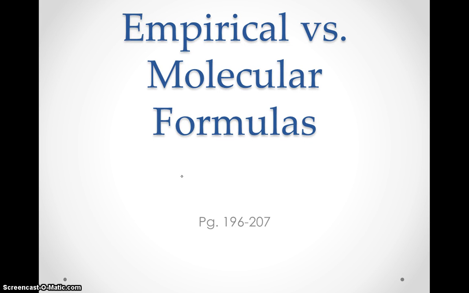Today our focus is going to be on the idea of an empirical versus a molecular formula. And we want to get two things out of this video. The first thing is we want to understand the difference in the definition between these two words. The second thing we want to be able to do is to understand the steps that we need to calculate an empirical formula. We're going to do two examples in this video of how to do those calculations, and we'll follow up with a few more in class with a lot of practice tomorrow.